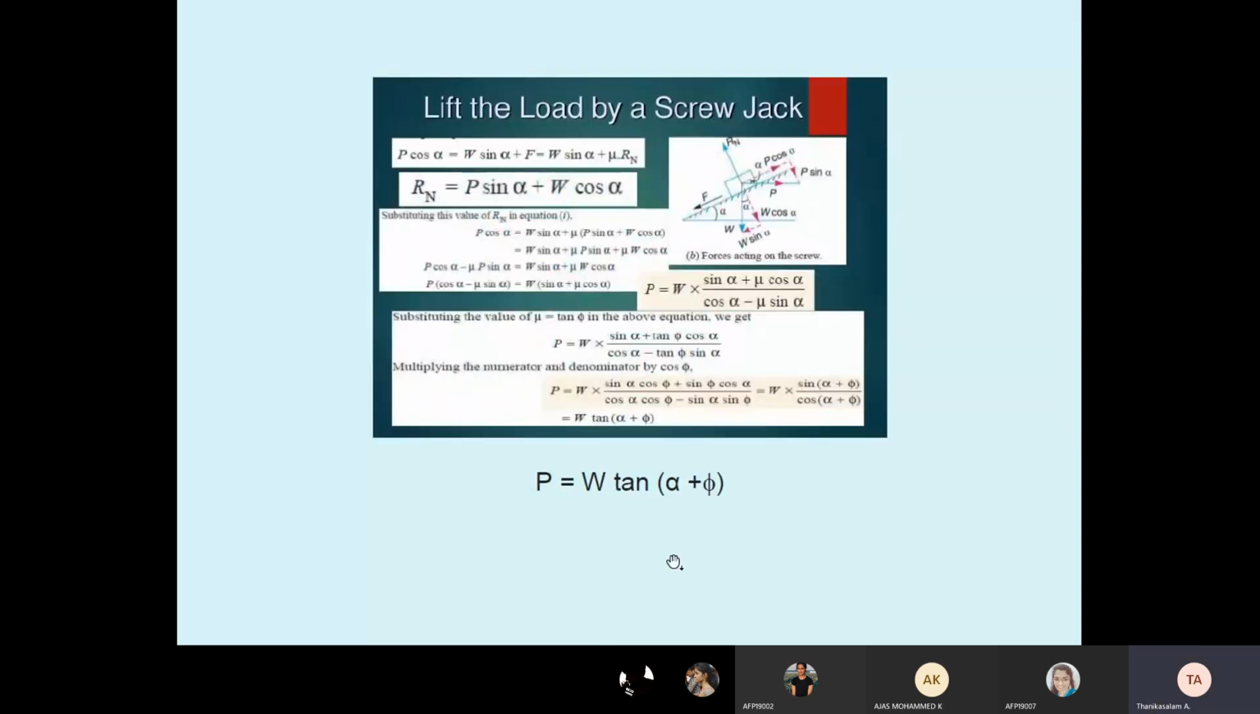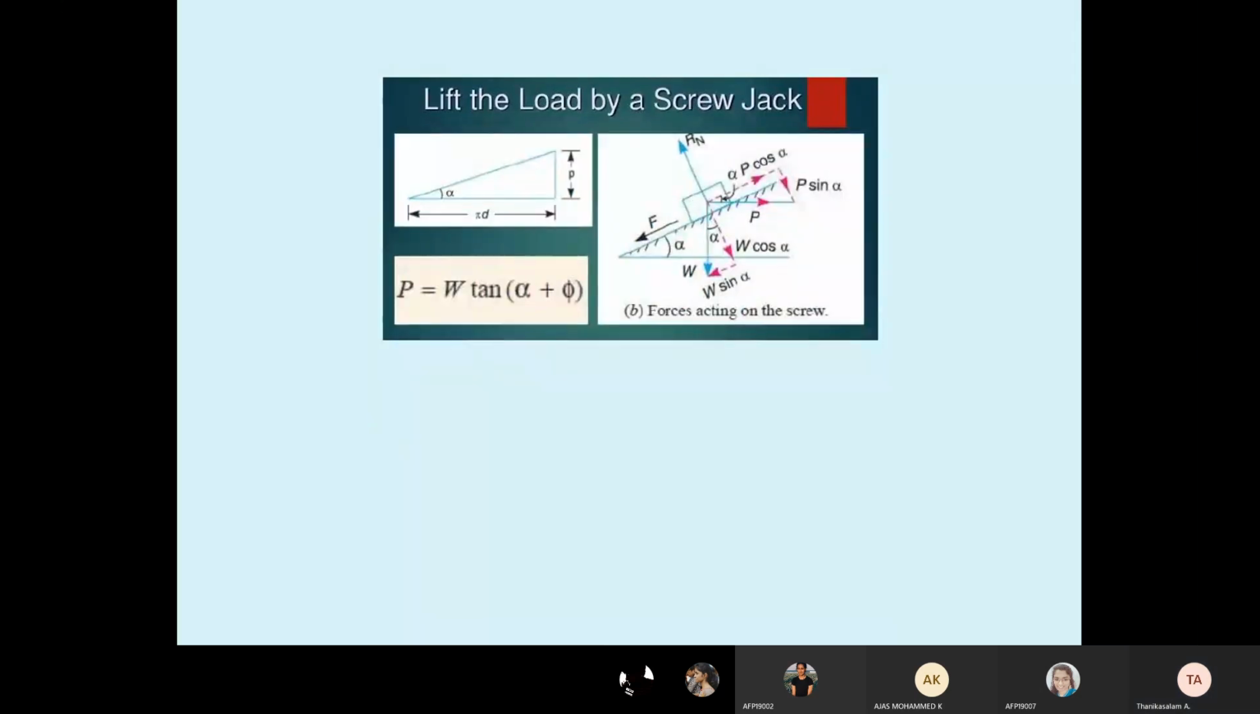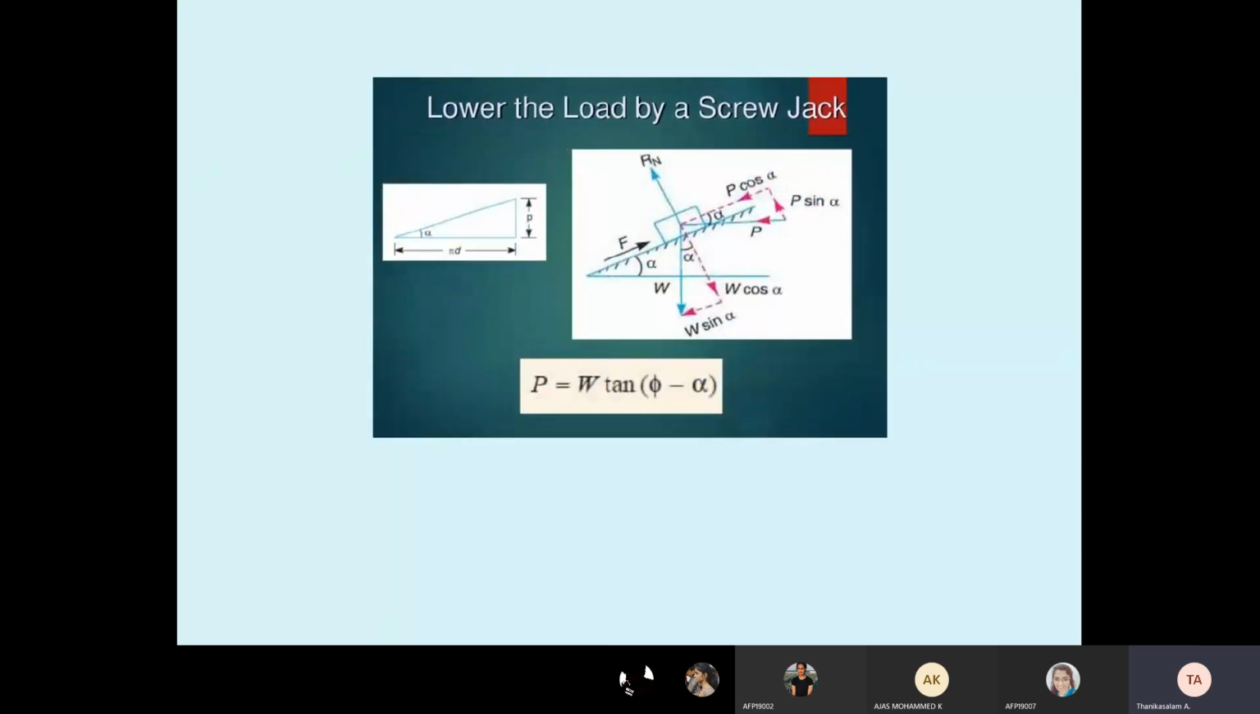So P means the force applied at the mean radius of the screw for lifting the load by the screw jack. So P equal to W tan of alpha plus phi. Phi means angular friction. What is angular friction? Tan phi equal to mu. Therefore, phi equal to tan inverse of mu. So this is the formula: P, the force applied at the mean radius of the screw, equal to W tan of alpha plus phi.